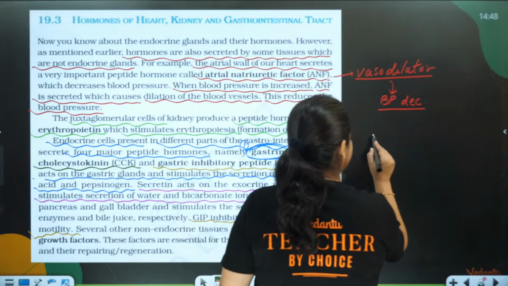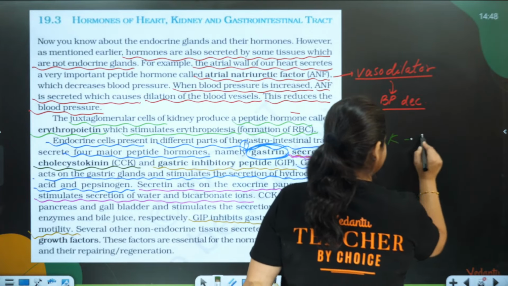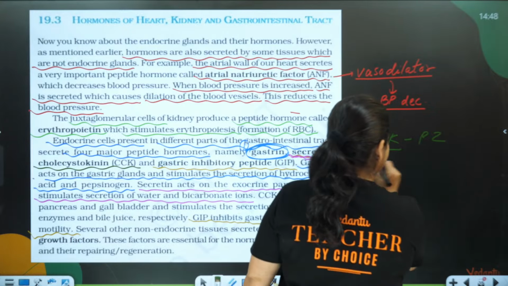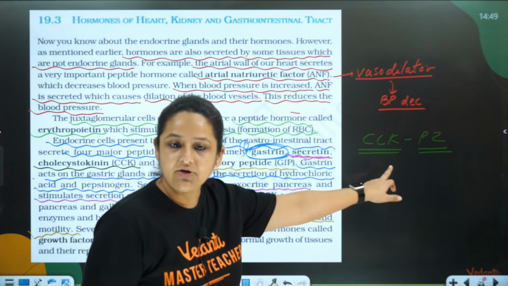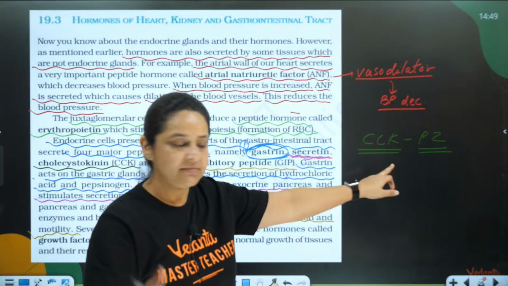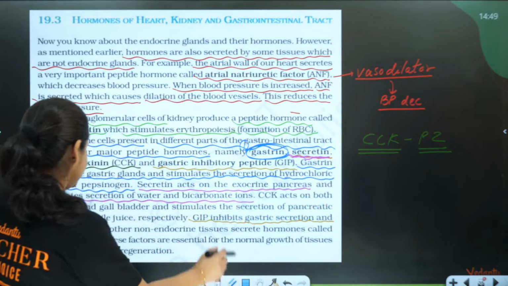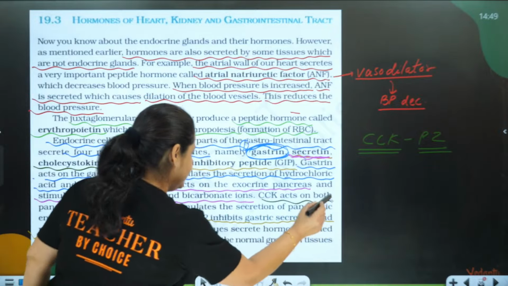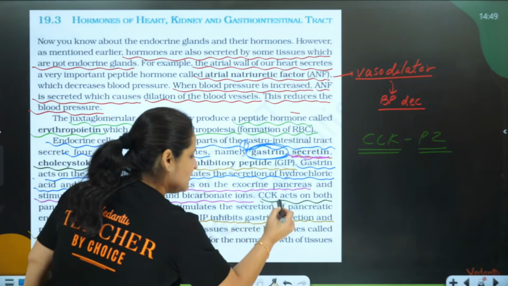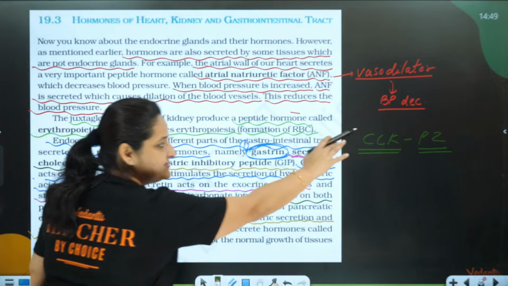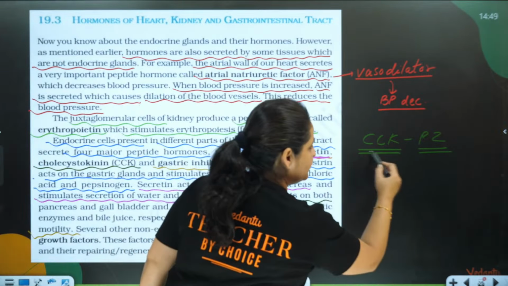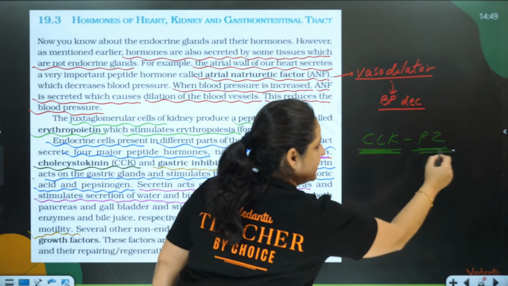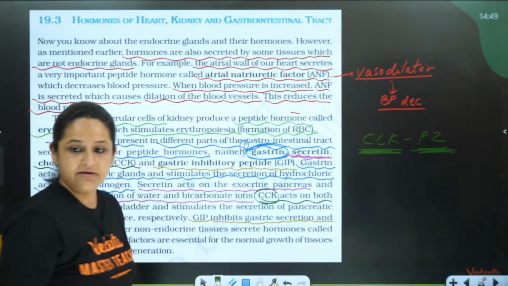Cholecystokinin pancreozymin, CCKPZ. Cholecystokinin is going to act on the chole, which means gallbladder. The complete name of CCK is actually CCKPZ, as I told you. So the CCK part is going to act on the gallbladder, and the PZ part of the hormone is going to act on the pancreas.